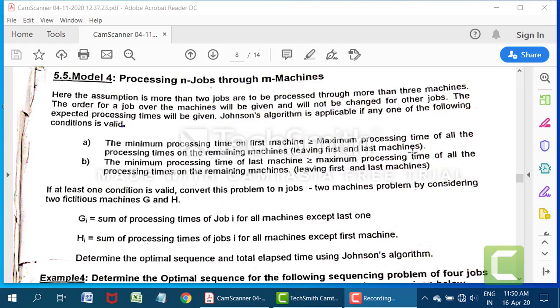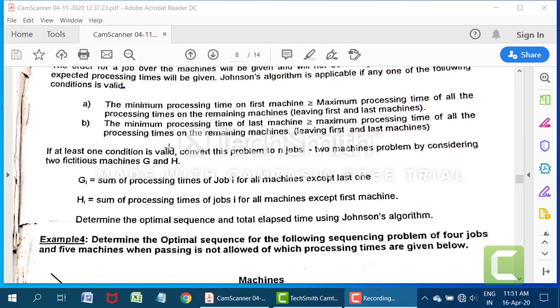So if the first condition fails, check this condition. If any one of these conditions is satisfied, you can go for Johnson's algorithm. One condition is enough. You don't need to verify both conditions. If the first condition is satisfied, you don't need to go to the second condition. If the condition fails, then only go for the second condition and check it. Both conditions need not be satisfied, remember, to apply Johnson's algorithm to this problem. So that's what it is.